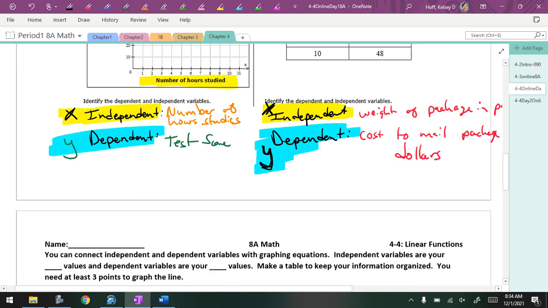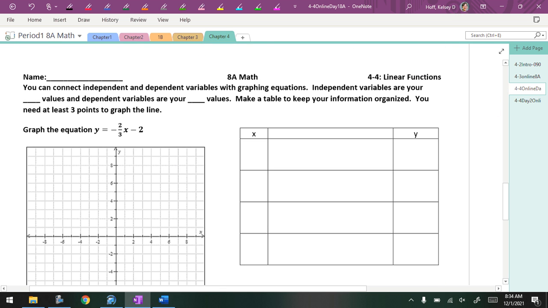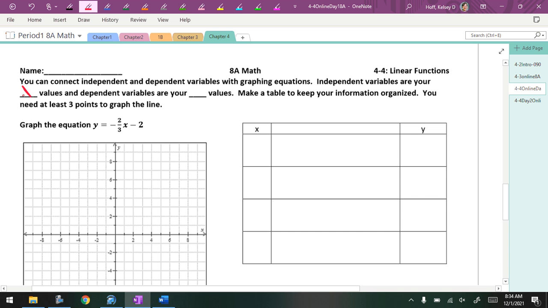All right, the second part of what we're doing today, we're going to connect independent and dependent variables with graphing equations. Independent variables are your X values, and dependent variables are your Y values. We're going to make a table to keep your information organized. You need at least 3 points to graph the line. So today we're going to talk about graphing again, and I'm going to show you a different way to do it.